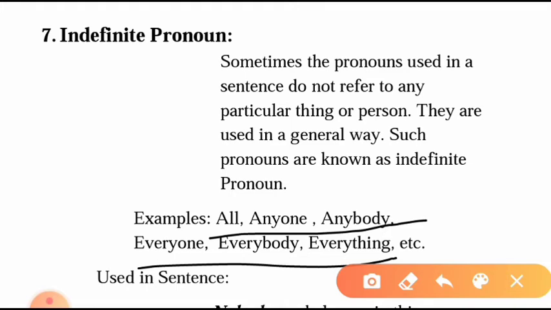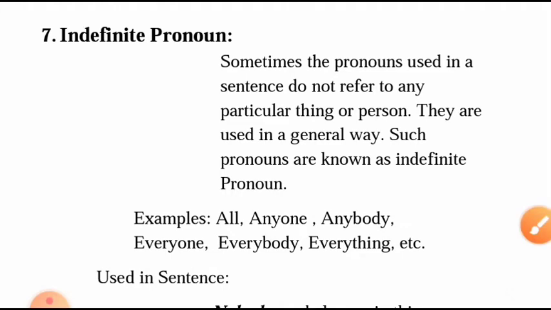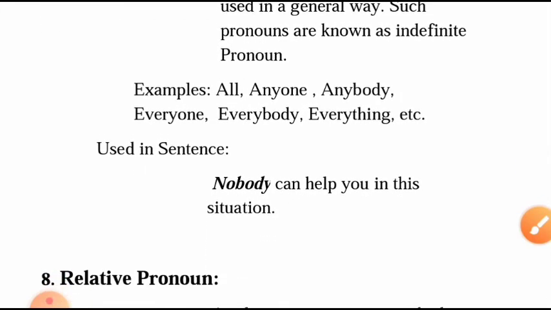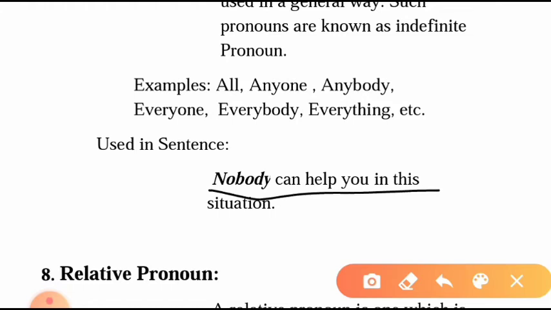These are the pronouns that we use in general. We don't refer to a particular thing or person. We are not referring to whether that could be a male or female. It could be anything when you're talking about indefinite pronouns. See the sentence: Nobody can help you in this situation. So nobody can help you. It could be male, it could be female, it could be anything. So this is how you can use the indefinite pronoun, which talks about things in general.